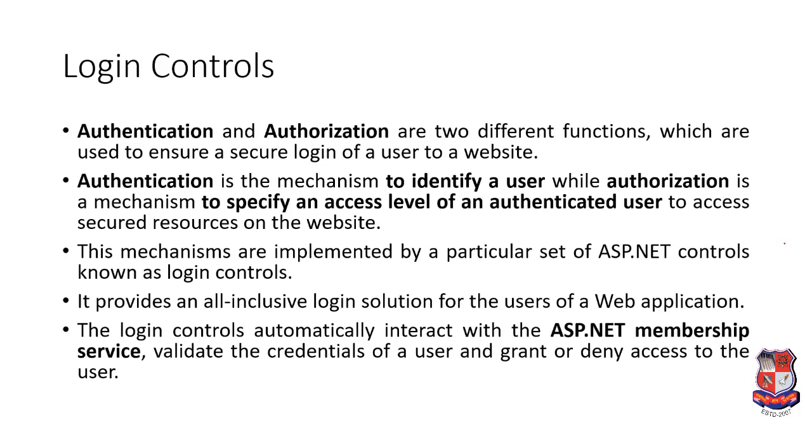We can say that authentication is a process to identify whether a particular user is genuine or not, and authorization is the process which gives the access level to the user. For example, an admin has full access to the website, while a particular user may have less access than the admin. So authorization is the process to decide the access level.